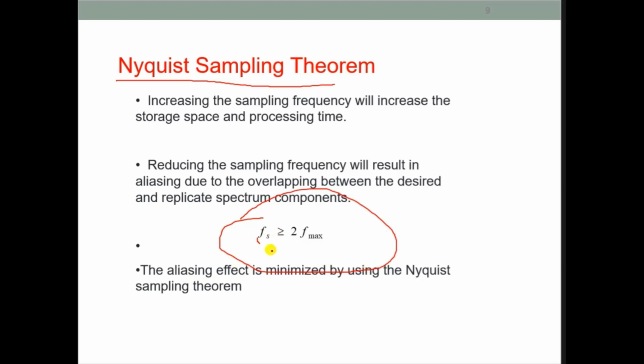Okay, so technically it has to be actually higher than 2f max. It means that when you are doing your field work and taking data and you need to sample, depending on what type of signal you want to take, it will normally be far more than 2 times the maximum frequency.